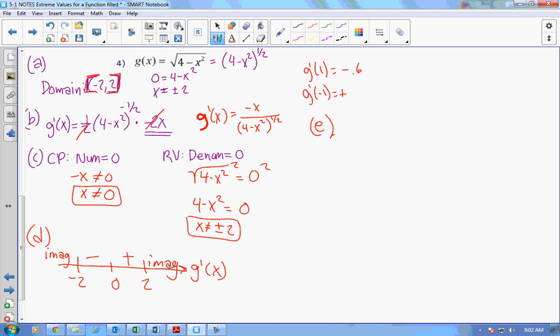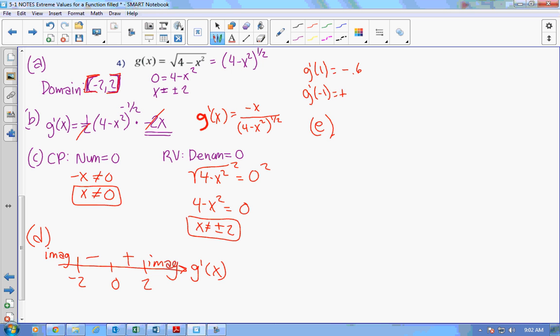Okay, this one I have on here is a different problem. So what does 0 become? Is that a relative max or a relative min? When you plug in 0, it becomes square root of 4, which is... square root of 4 is plus and minus 2.